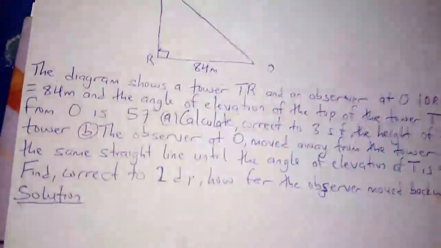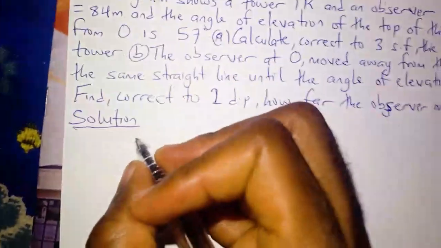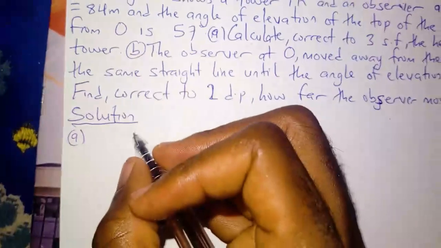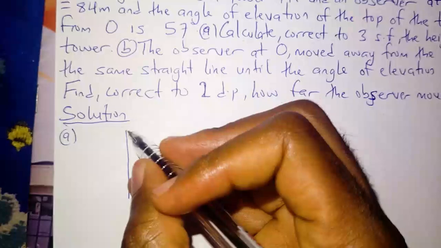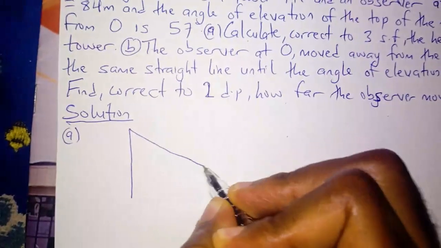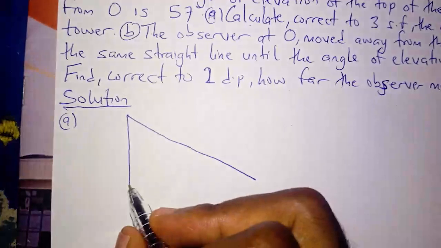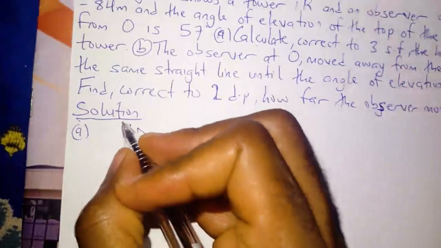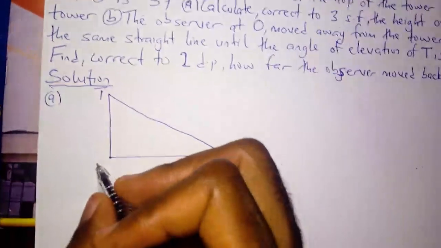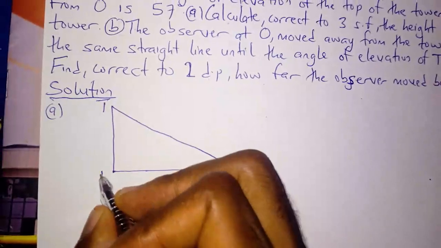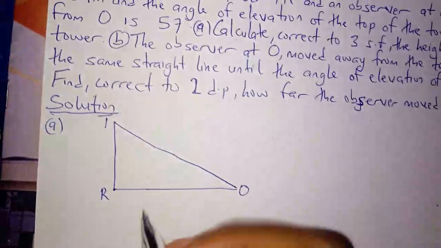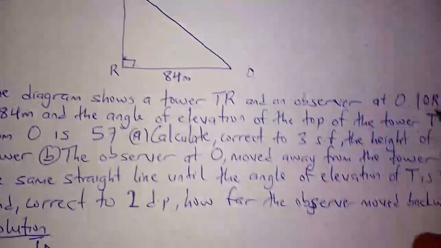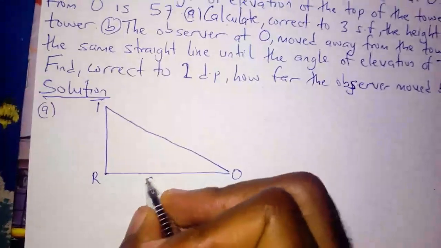I'm going to be drawing the diagram again. This was given in the question. So let's have the diagram again for the first part of the question. That's question A. Here's the tower and the line joining the top of the tower and the observer. So here is the top of the tower. Here is the foot of the tower, which is labeled as R. And here is the observer, O. So you've been given that OR is 84 meters. That was given in the diagram in the question, and it is still given here.